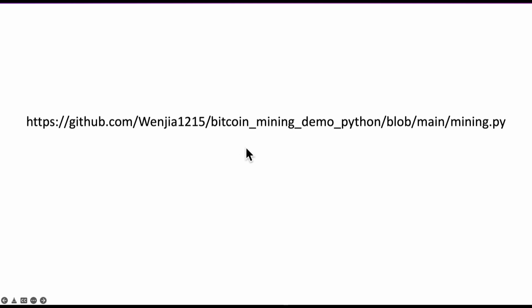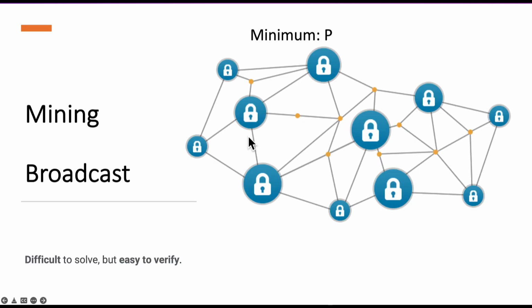I have put a mining demo on my GitHub. You can run it locally to experience real mining. So that's mining, and mining is the most difficult part of proof of work, but it's not done yet.